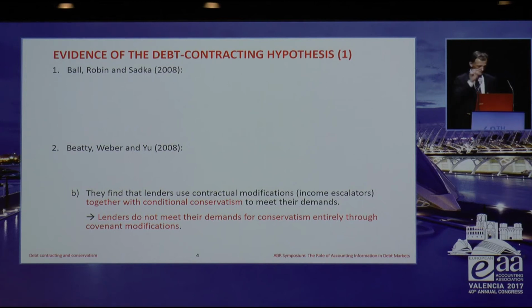So it's predetermined reductions, for instance, in positive earnings used in the computation of the covenants. But in addition to the income escalators, lenders also demand reporting conservatism. So this means that lenders do not meet their demands for conservatism exclusively through covenant modifications. They also demand reporting conservatism.